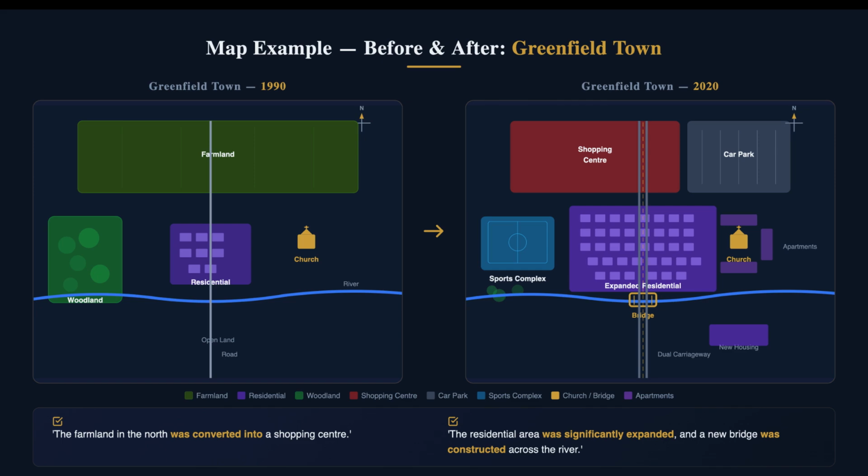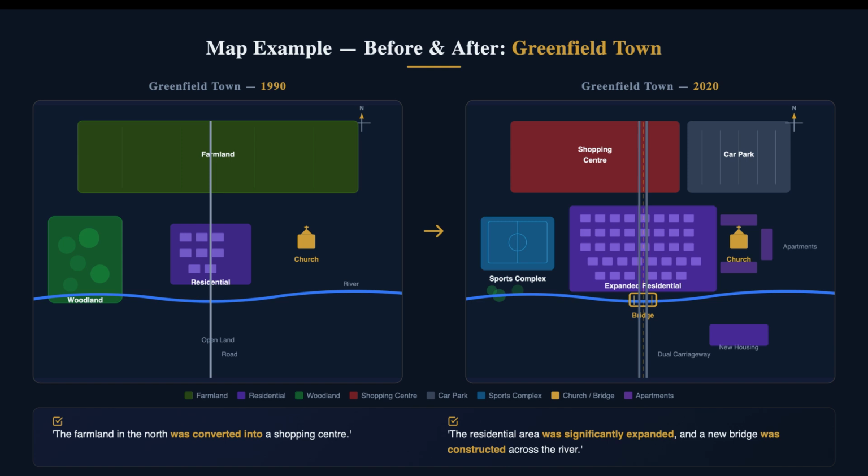All right, then we have this open land. What we could notice in the 2020 version is that there's a river, but the bridge was being built right over the river, which connected to the expanded residential area. Then we have Jewel Carriageway. Then new housing was also built.